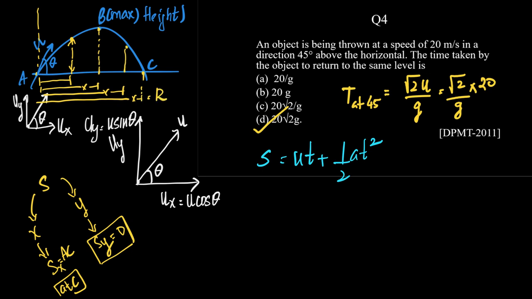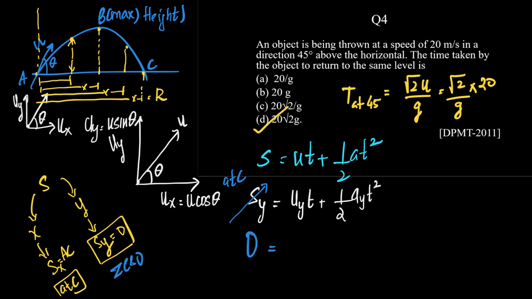But what we need to understand is, while applying this equation, if we write it as sy, you need to convert every term into the y component. So sy is equal to uy into t plus half into ay into t square. Now, what is the vertical component of displacement at C? At C, the vertical component of displacement is 0. So this becomes 0 is equal to uy, and uy is u sine theta.